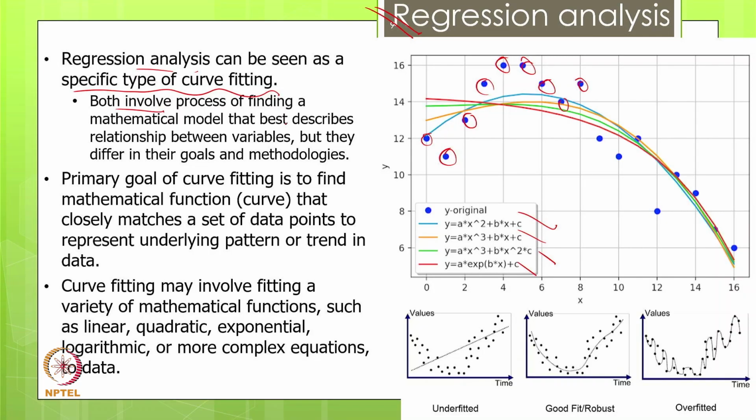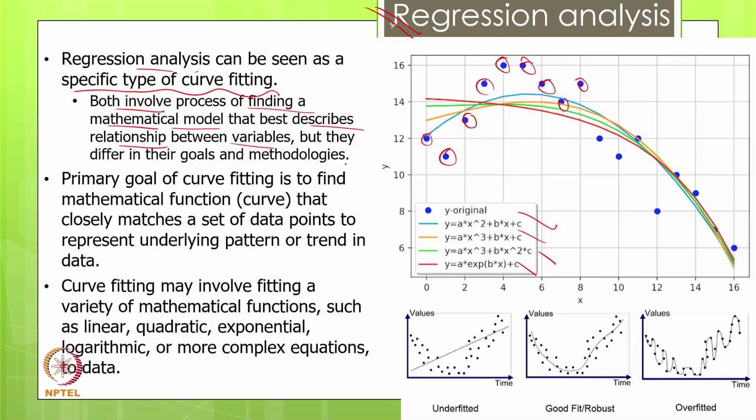So what we say, both involve the process of finding a mathematical model, in machine learning as well, that best describes the relation between the variables. In both cases we do a kind of optimization to find the best relation and then minimize the error. That's common to both. However, the overall goals are slightly different.